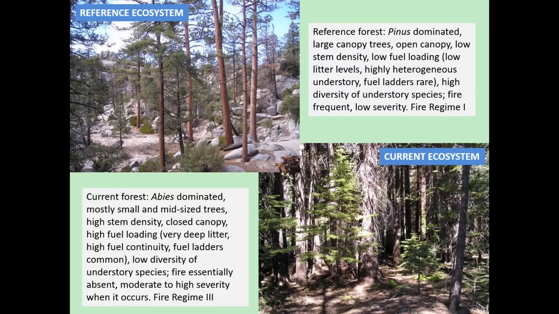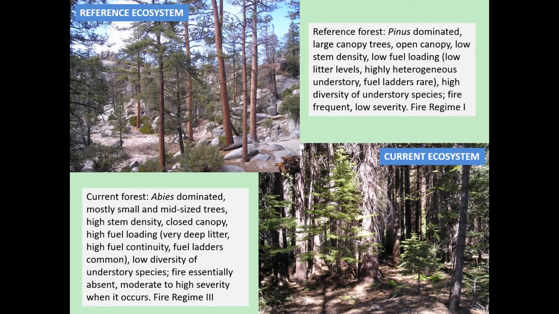So when we talk about restoration, I like to talk about what a reference ecosystem would actually look like. And these are just some of the things. Pinus dominated, large canopy trees, open canopy, low stem density, low fuel loadings, highly heterogeneous system, lots of diversity in the understory, frequent low severity fire. That's a picture from the Sierra de San Pedro Martir in northern Mexico, all right, where that kind of stuff still can happen, although the Mexicans have been putting out fires for the last few decades. We're trying to convince them to stop.